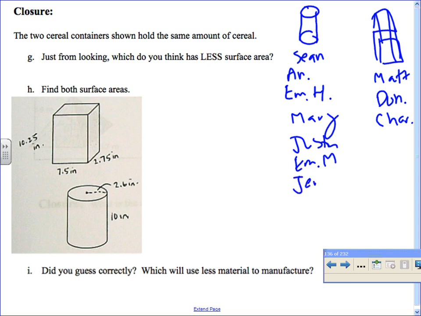Okay, so I want you guys to find the surface area of each, and then we're going to talk about it, okay? Talk about why. So you're going to find the surface area of the rectangular prism as well as the cylinder. Okay, now it's one thing looking at something and it's one thing calculating something. So let's see what happens here. Don't give anything away yet.